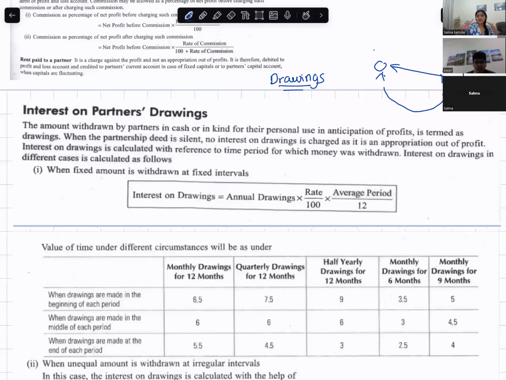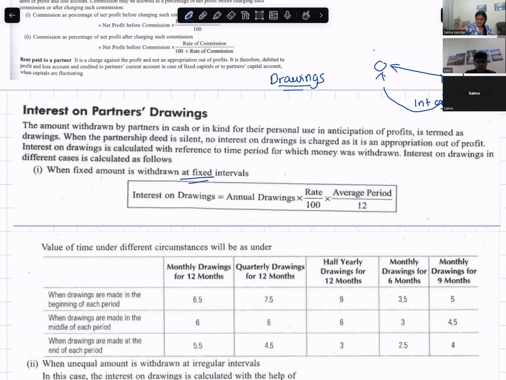In return, the owner will give to the business interest, which is called the interest on drawings. This is the most important topic that you need to understand. Interest on drawings is what for the business? It is income for the business. So when I have to calculate interest on drawings, first consider when the amount of drawings is fixed.